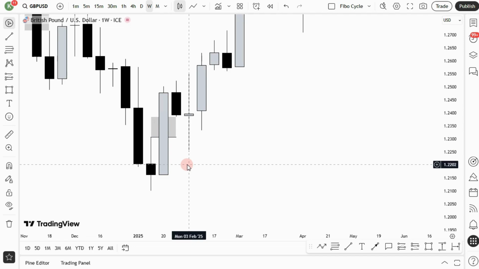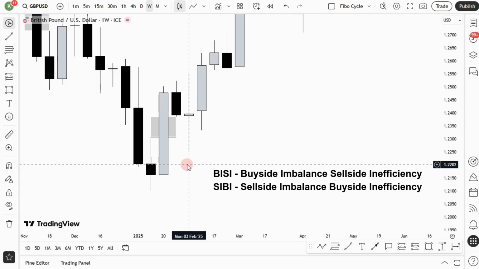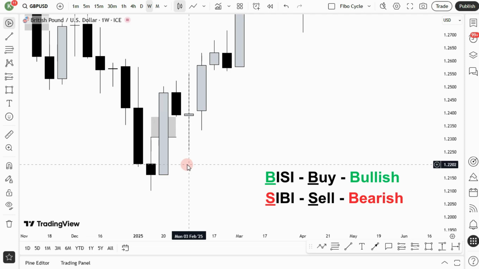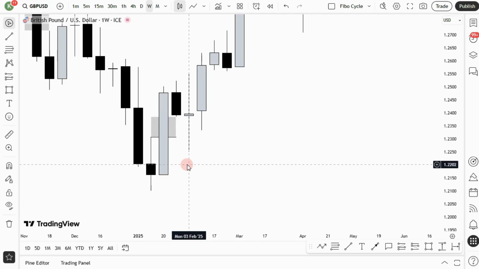We have a BC and a CB. What is a BC and a CB? A BC is buy side imbalance, sell side inefficiency, whereas a CB is sell side imbalance, buy side inefficiency. Basically, a BC is a bullish fair value gap and a CB is a bearish fair value gap. To easily identify, BC starts with a B, which means buy for bullish, whereas CB starts with an S, which is sell for bearish. Right, so that is what BC and CB is. Now let's go through one by one.